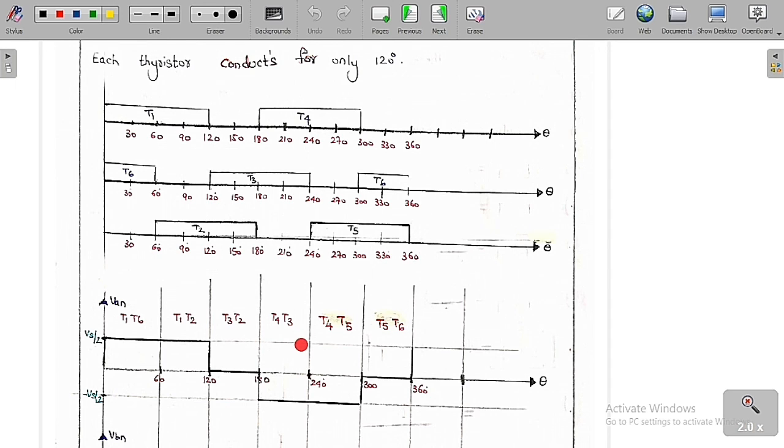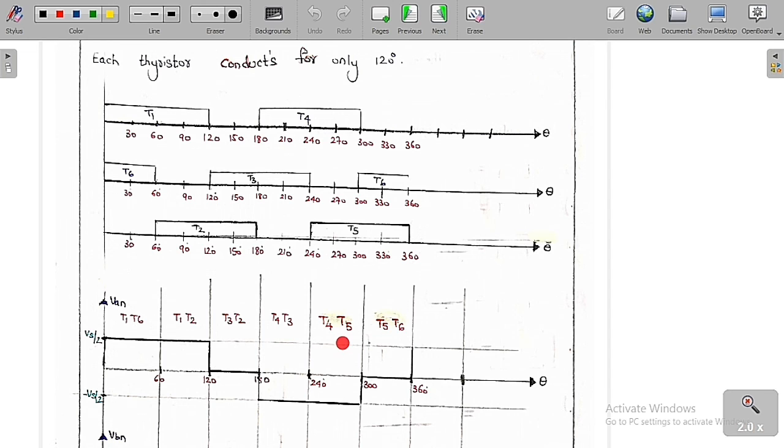Again from 180 to 240, you can see clearly T4 and T3 are going to conduct. So only T4 and T3 are going to conduct. After that we are going to get VAN is equal to minus Vs by 2, VBN is equal to plus Vs by 2, and VCN is equal to 0. So this is the voltage that you are going to get.